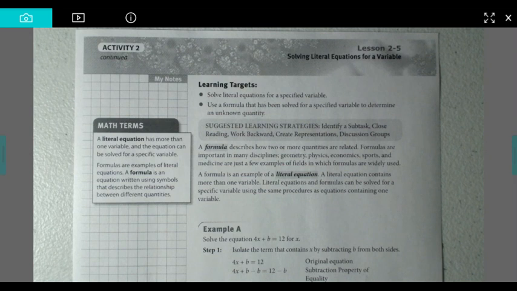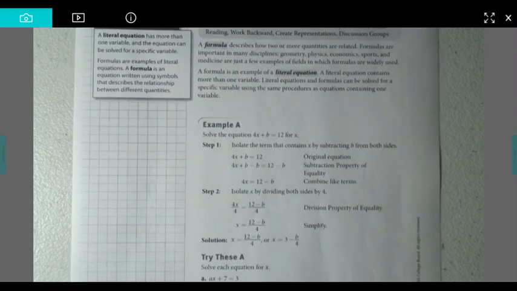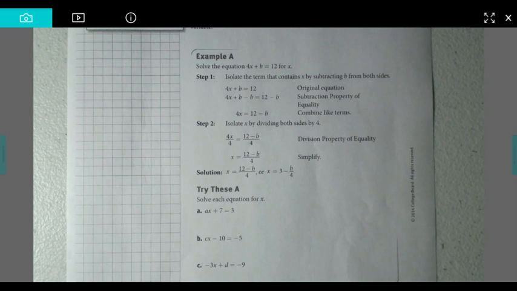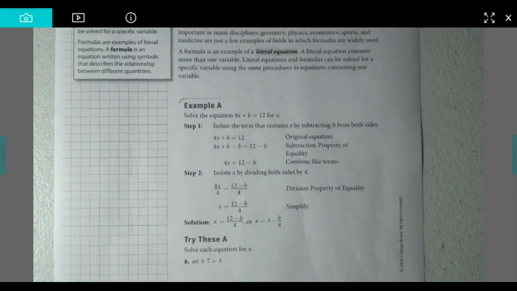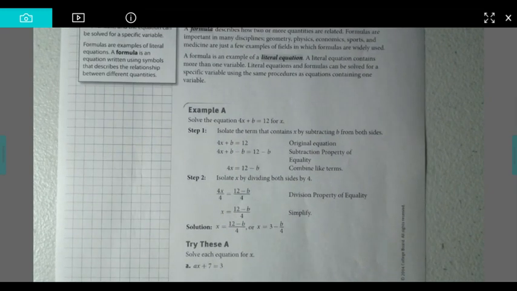Math terms. A literal equation has more than one variable, and the equation can be solved for a specific variable. Formulas are examples of literal equations. A formula is an equation written using symbols that describe the relationship between different quantities. Our first chunk covers example A. They've worked through an entire example for us, so let's take a look at that.